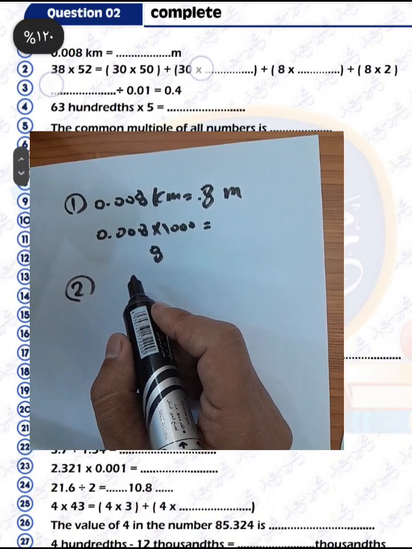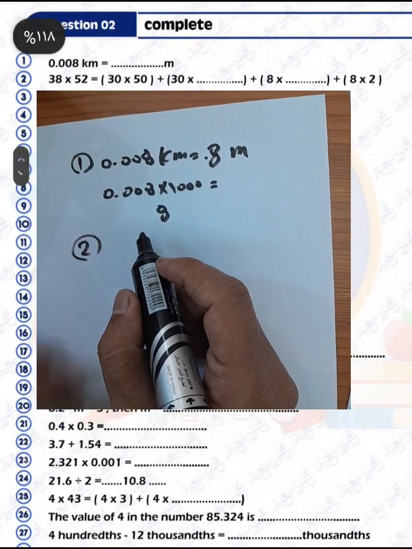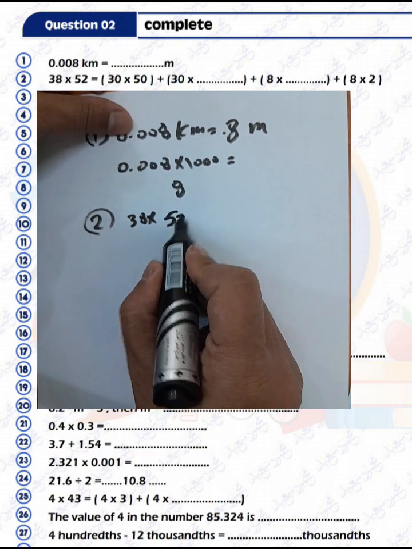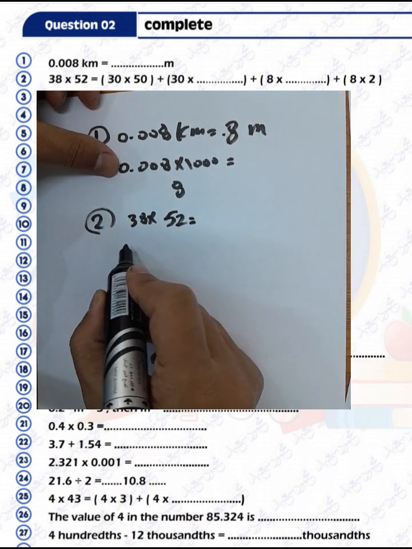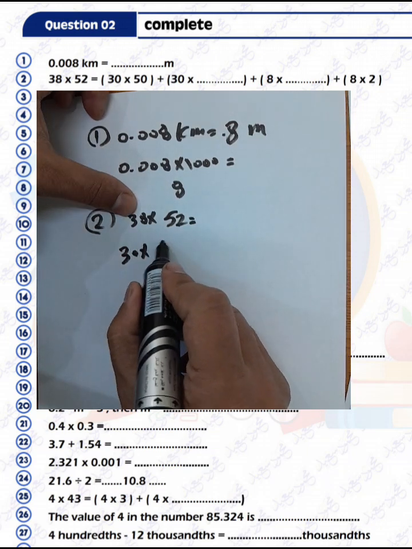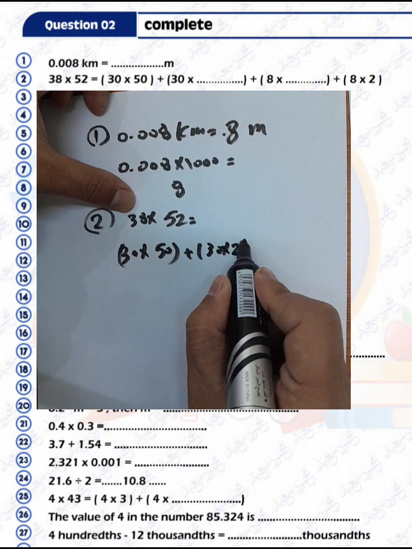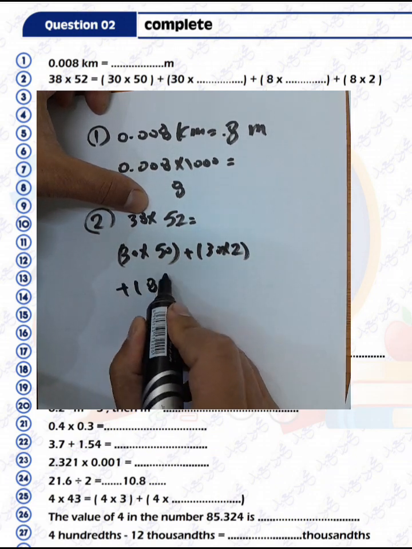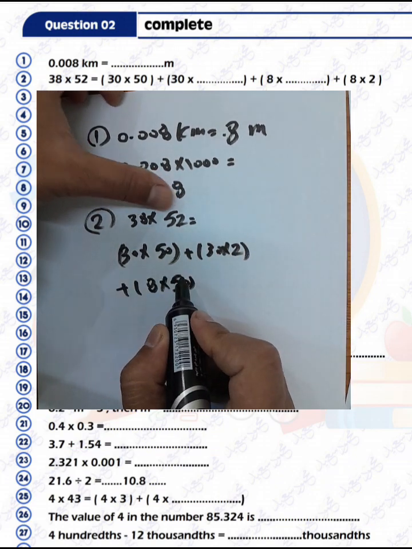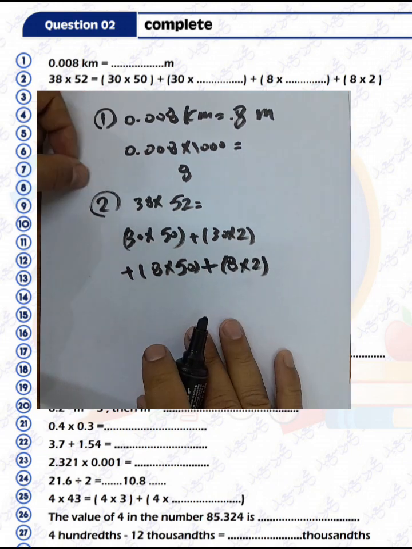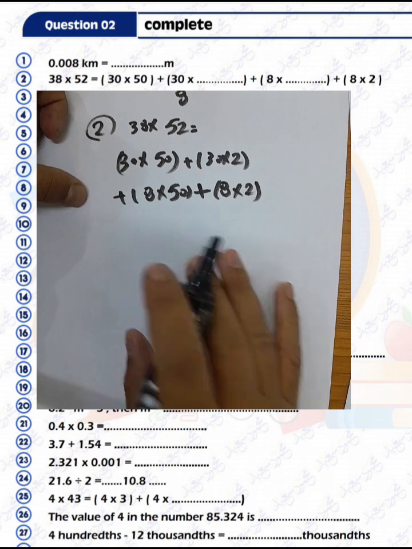38, here we use distributive properties. Write 38 times 52. Write 30 times 50 and 30 times 2 and 8 times 50 and 8 times 2, using distributive properties here. Question 3.